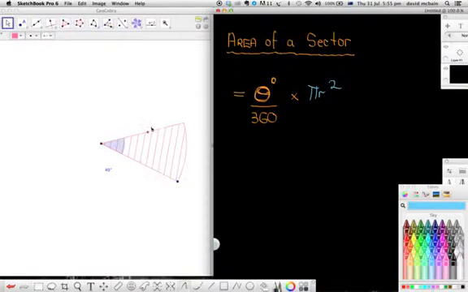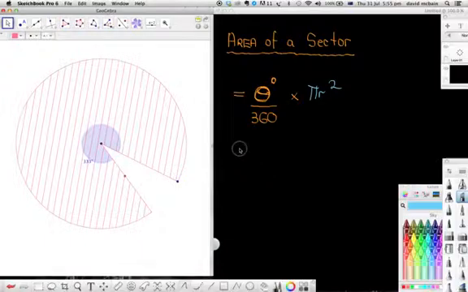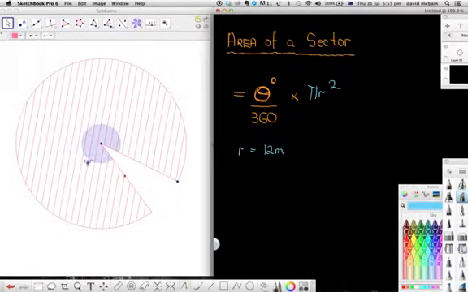And so one final example, let's swing this around to there. And let's say that our radius here is 12 metres. So we've got a radius of 12, and the fraction of the circle we've got is 333 degrees out of a possible 360. So if the radius equals 12 metres, and if the angle of the sector is 333 degrees, so theta is 333 degrees, let's work out the area.